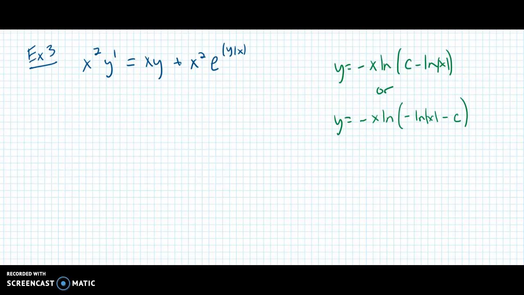Okay, so either one of these in green over here would be good. I like the top one better, but they would both be totally correct. So here's our solution method.